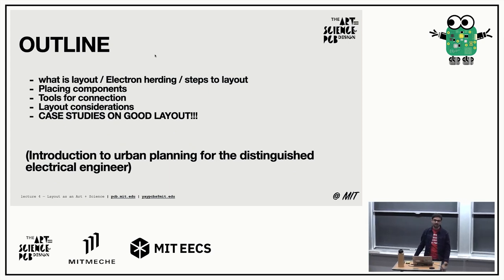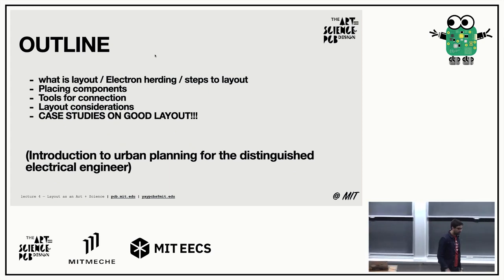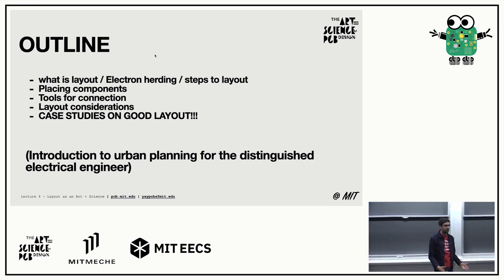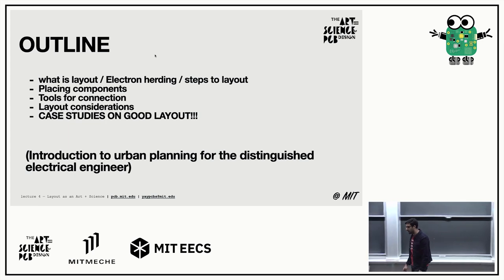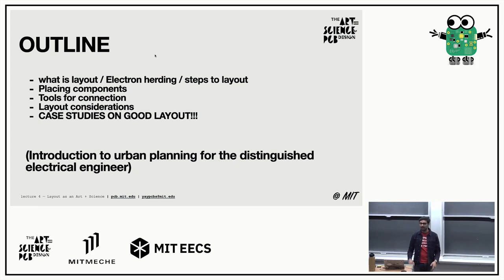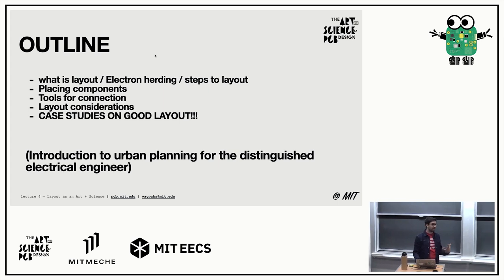Okay, so today is layout. You've done your schematic stuff, and we're going to be talking about PCB layout, which is where you actually put the circuit on a circuit board. I'm also going to call this lecture Introduction to Urban Planning for the Distinguished Electrical Engineer, because that's what layout is. I have all these things, and I have these little people called electrons that have to go places, and how can I lay out my city on my PCB to be as good as possible? It is quite literally urban planning.